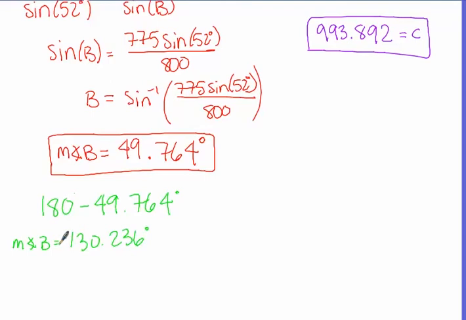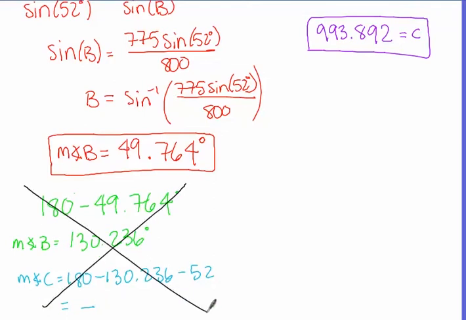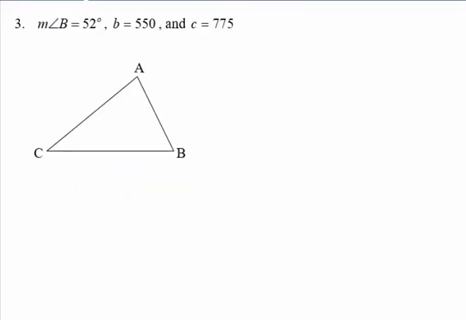To see if this is a possibility based on a triangle, we need to look at what angle C would have to be. Well, the measure of angle C would be 180 minus 130.236 minus 52, which is going to give us a negative value. You cannot have a negative angle when we're talking about triangles, so this second triangle does not exist. There is only one triangle in this situation. Let's look at the next problem.